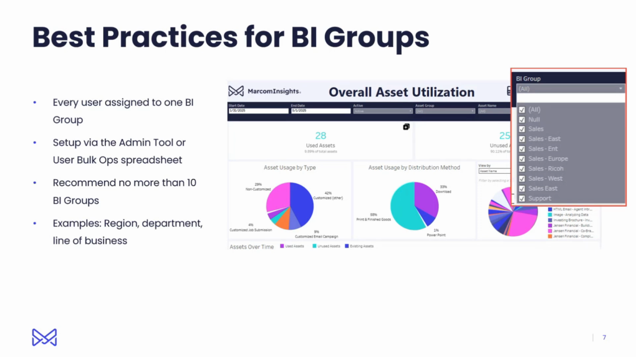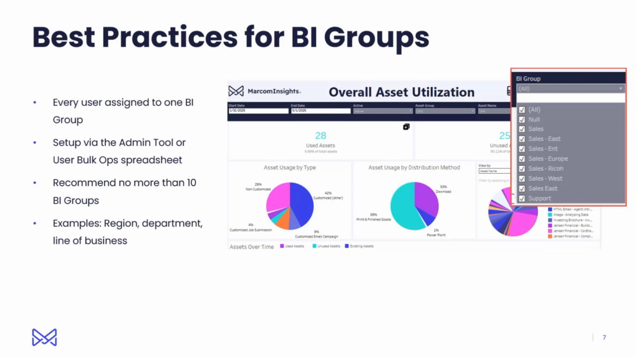So for example, you may have user groups set up based on line of business, but you may want your report group set up by region. So you can see what your West Coast users are doing versus your East Coast users. We do recommend that every user is assigned to one BI group. If they are not assigned a BI group, you will see null as a BI group filter. So if you see that, that just means that there are users that have not been assigned a group.